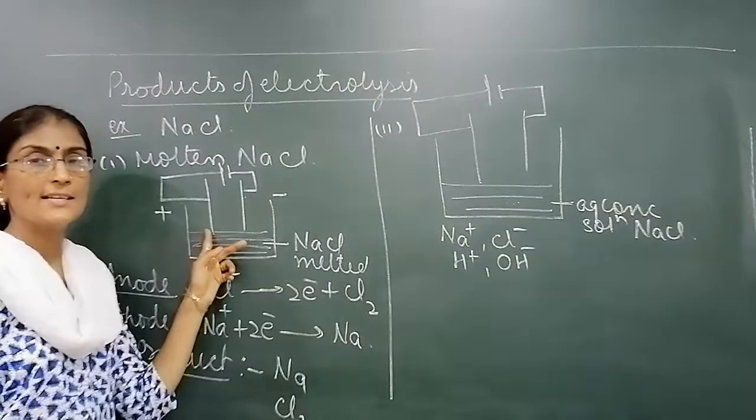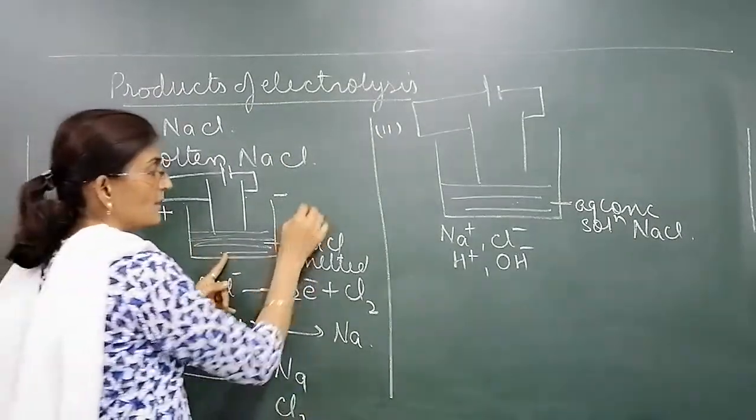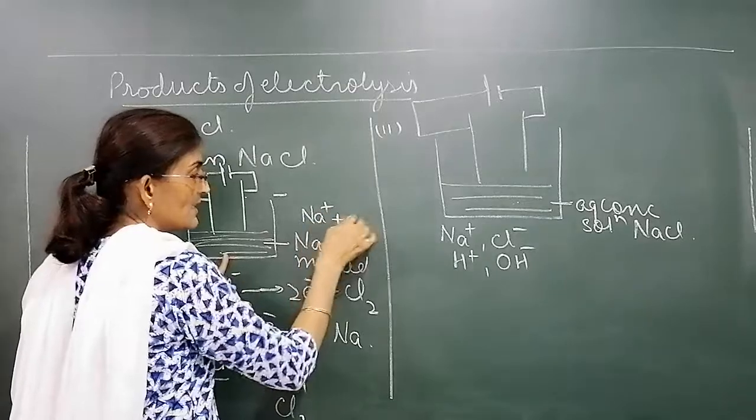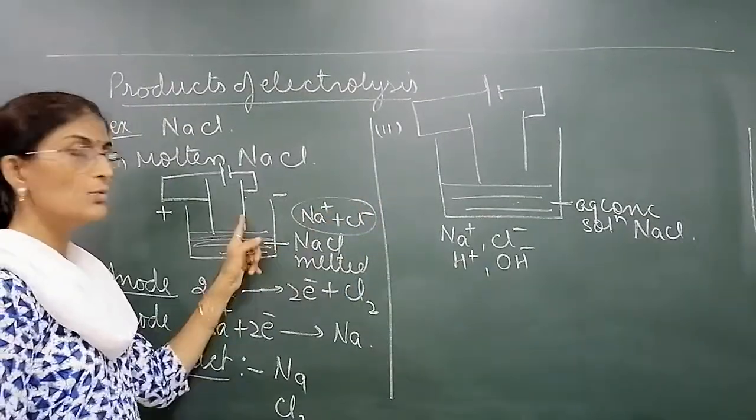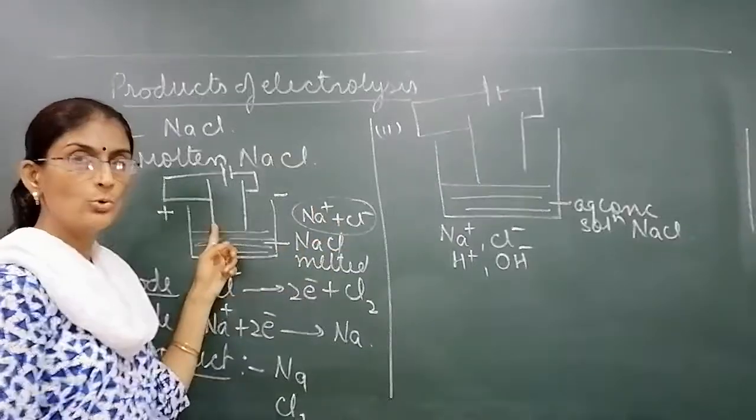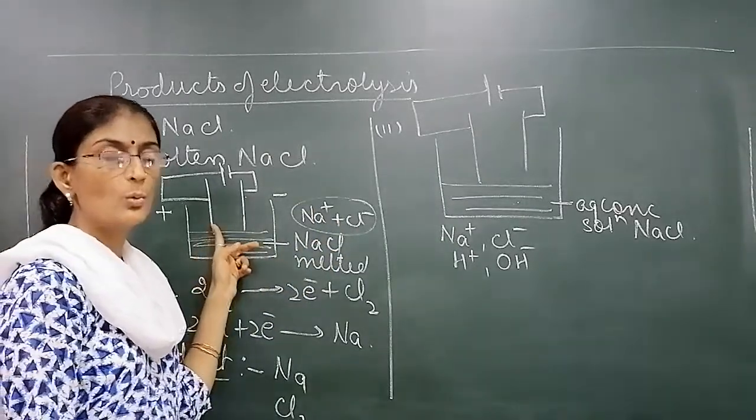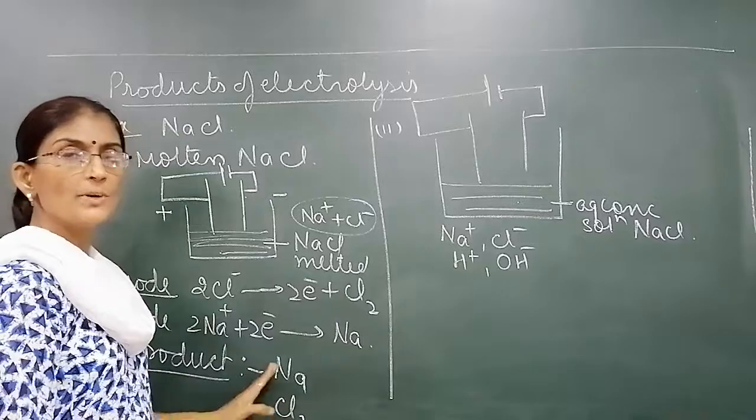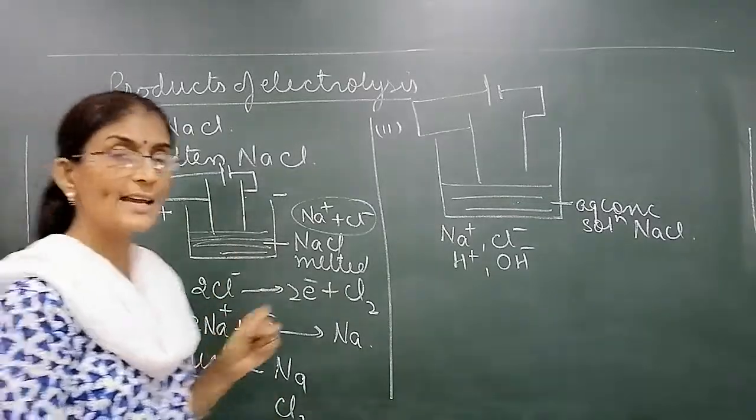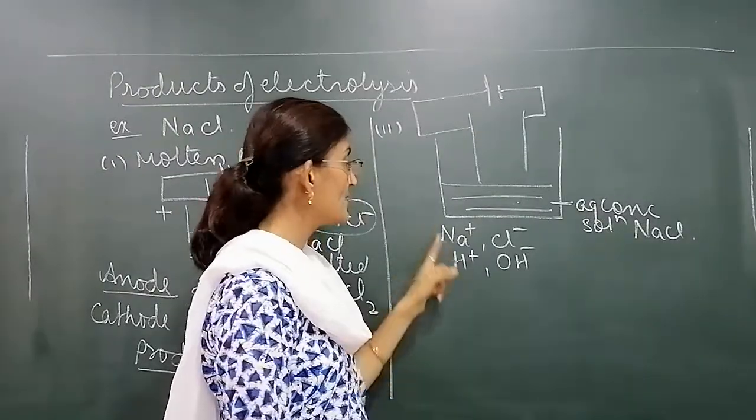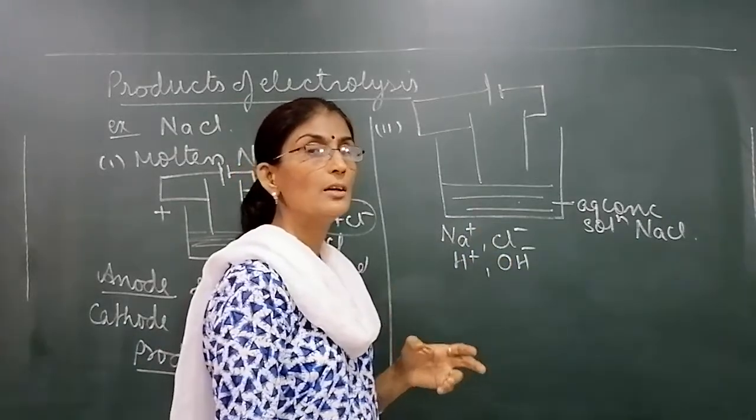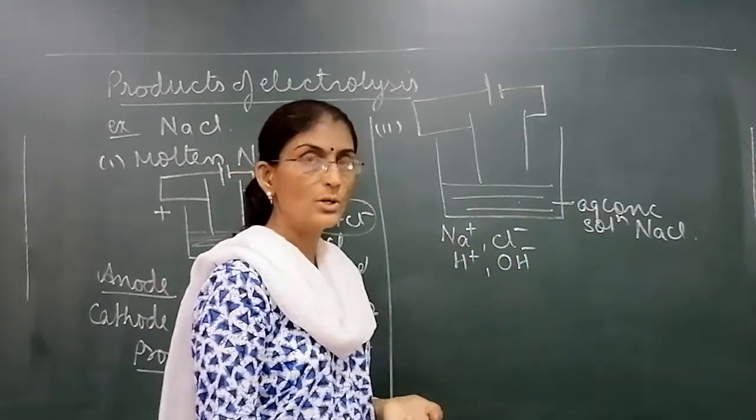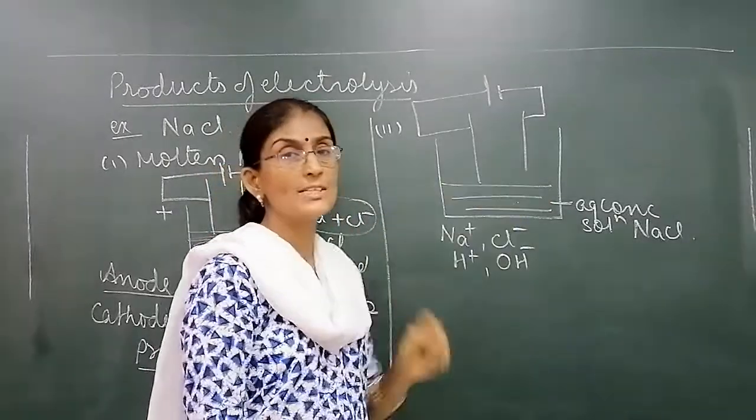In this molten NaCl, only sodium and chloride ions were there. So they will move towards their respective electrodes and products will be obtained. Sodium ion move towards cathode, chloride ion move toward anode. No competitor were there. So only product obtained sodium and chlorine. But in this case, now we have 4 ions, 2 positive, 2 negative. There will be competition between negative ion to move towards anode and 2 positive ion to move towards cathode.